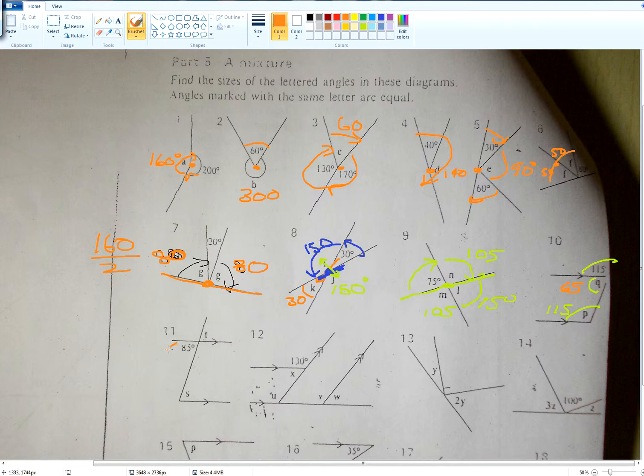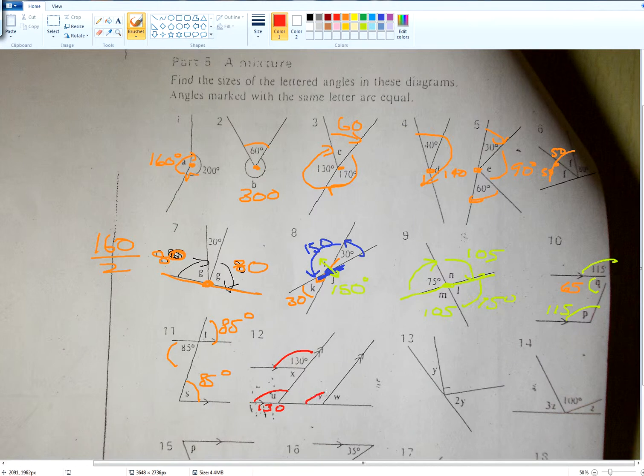Okay, this is 85. These two angles are vertically opposite angles. So T is equal to 85. T and S are corresponding angles, making like an F shape. So that's also equal to 85. Now, this is 130. That corresponds with U. So U is equal to 130.